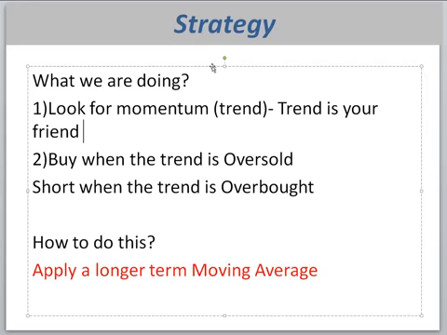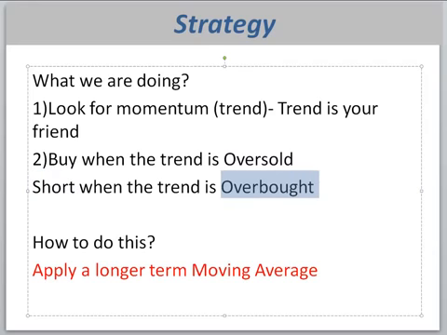So we want to ride the trend, but we're only going to be buying if the trend is going higher. We're only going to be buying when the Bollinger Bands show that things are oversold, and we're only going to be shorting, selling, when things are overbought and the trend is down.